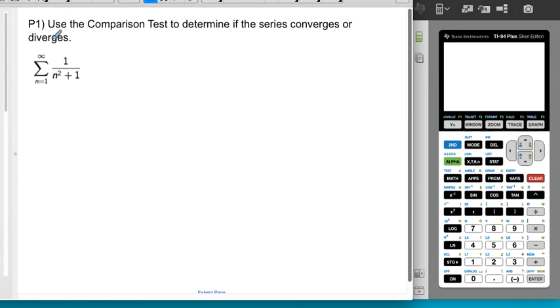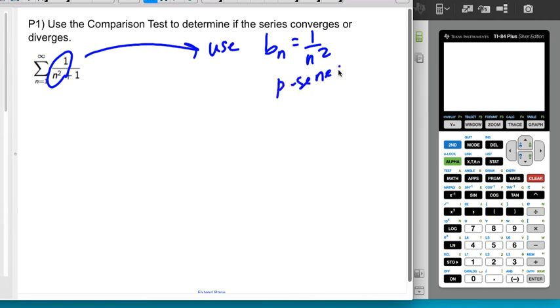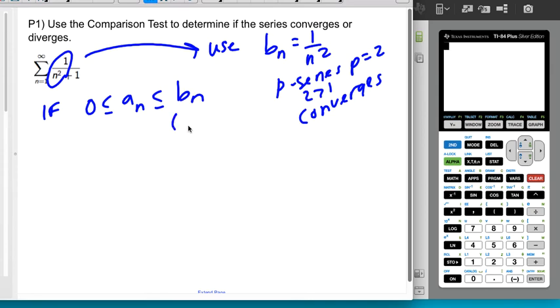So we're going to use the comparison test to determine if this converges or diverges. Remember, the first thing I want you to do is think, what p-series could I compare this to? Your brain's going to pretend that only this matters, and you're going to say, I'm going to use my b sub n as 1 over n squared. I know that this is a p-series with p equals 2. Since 2 is bigger than 1, this thing converges. So if a sub n is positive and less than b sub n, since this converges, this has to also converge, because smaller than something that converges is convergent.